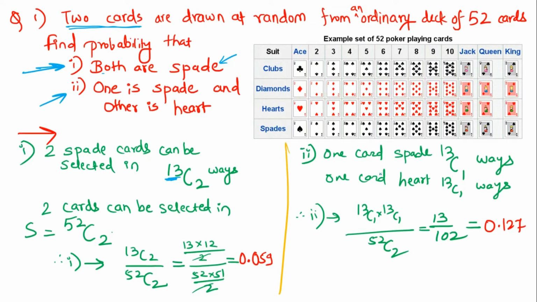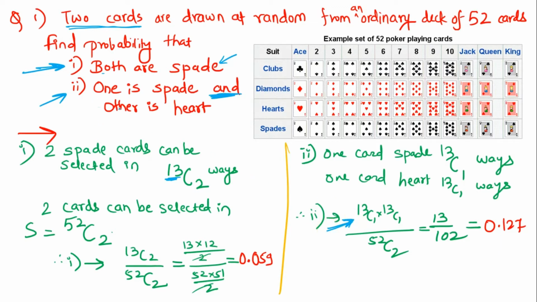So the possible ways to select one card which is a spade and the other card which is a heart is 13C1 into 13C1. Why have I multiplied this? Because you have to get these two cards. You don't have to just pick one card. It's an 'and' there, so you have to multiply it. So this is the favorable event, the favorable possibility.